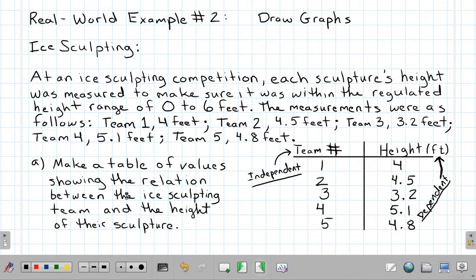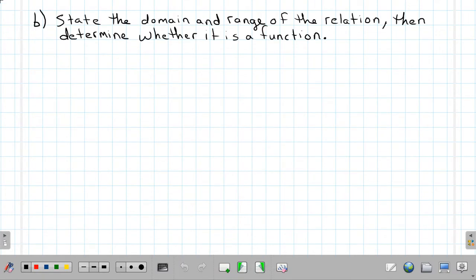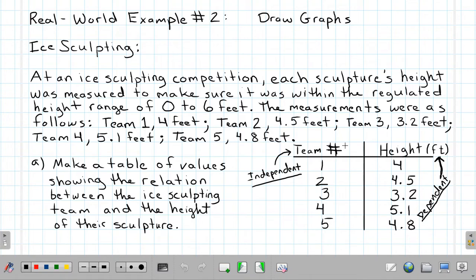Okay. So let's go on to the next question. State the domain and range of the relation and then determine whether it is a function. Okay. So what we've got to do here, just for the sake of the problem, I'm going to have to switch back and forth here, but once you have these in your notes, you can see the table at the same time, okay? But if we go back to our table, well, the domain is just going to be all of the values for the independent variable, the x values, okay?